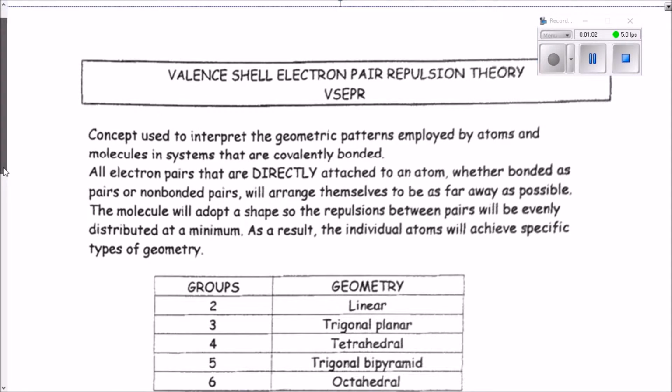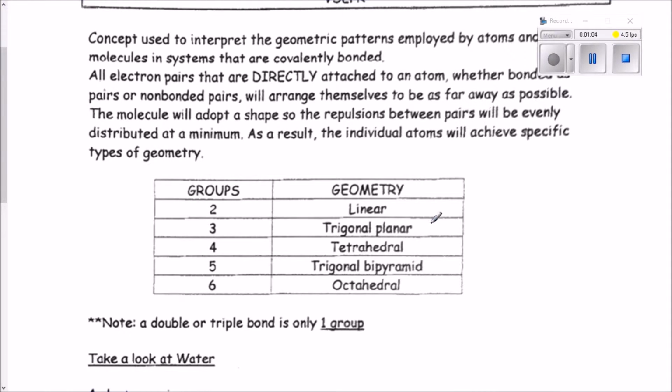In class, you're going to receive a handout entitled Valence Shell Electron Pair Repulsion Theory, and it outlines exactly what I'm going to talk about in this video, but I'm going to go over it with you quickly.